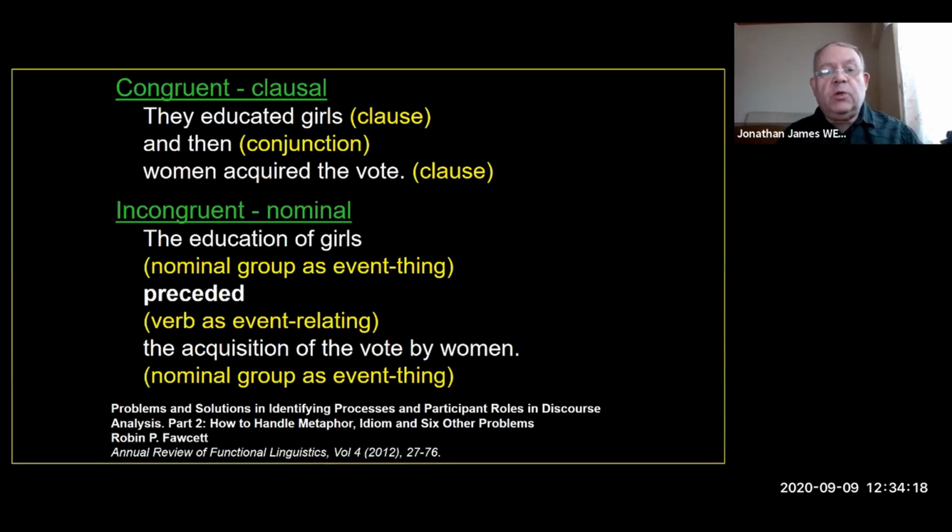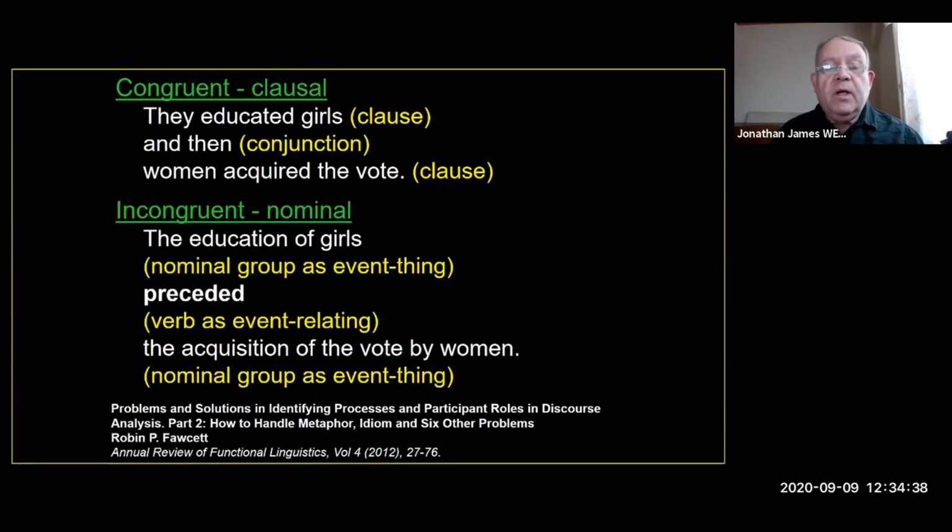Women acquired the vote. What's the verb? Acquire. Who's acquiring? Who's the initiator? Women. What have they acquired? The vote. It's a clause. Now, how do you combine these two ideas together?